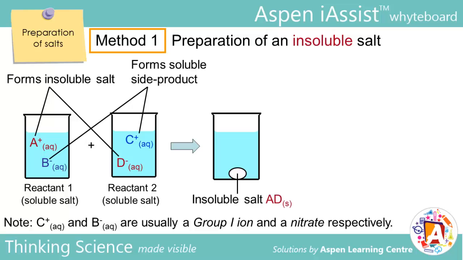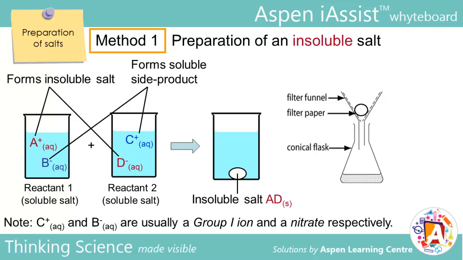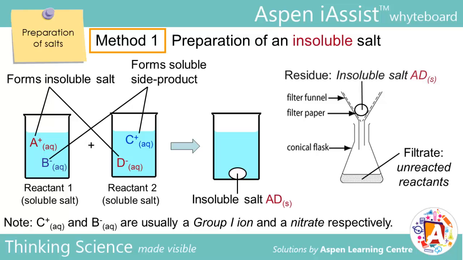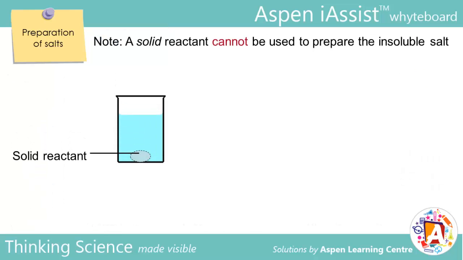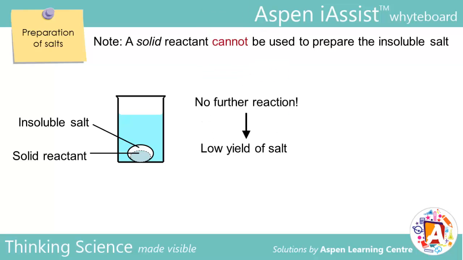Once formed, the insoluble salt can then be obtained by filtration. The unreacted reactants will be the filtrate, whereas the residue would be the insoluble salt. Note that a solid reactant cannot be used to prepare the insoluble salt, because the insoluble salt product will coat the reactant during the reaction process and prevent it from reacting further, resulting in a low yield of salt.